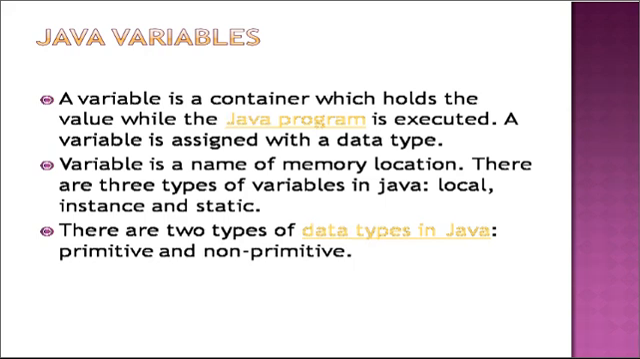Variables are typically used to store information which your Java program needs to store. A variable is a container which holds a value while the Java program is executed. A variable is assigned a data type. A variable is a name of a memory location. There are 3 types of variable in Java: local, instance, and static.